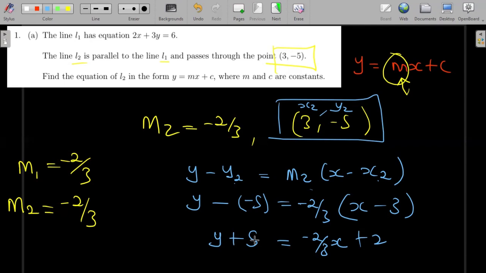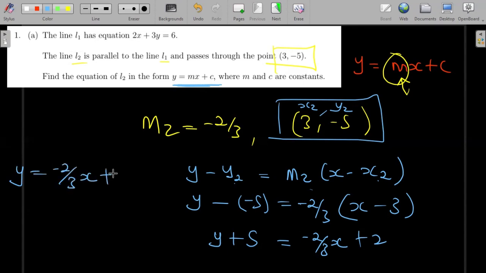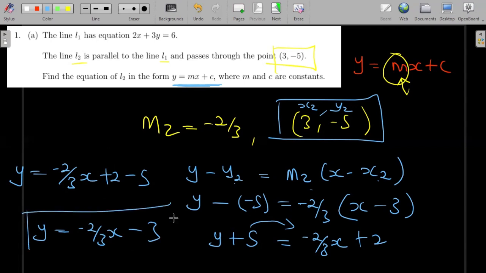Right, and then let's take this 5 to the other side so that we express it in the standard form here that they said. Okay, so what we are going to have there will just be y is equal to minus 2 over 3x, okay, plus 2. Then when I take this 5 to the other side to be minus 5, it means y will be equal to minus 2 over 3x, and then minus 3. So this here will be the equation of the line 2. Right, so that's how we answer this question A.